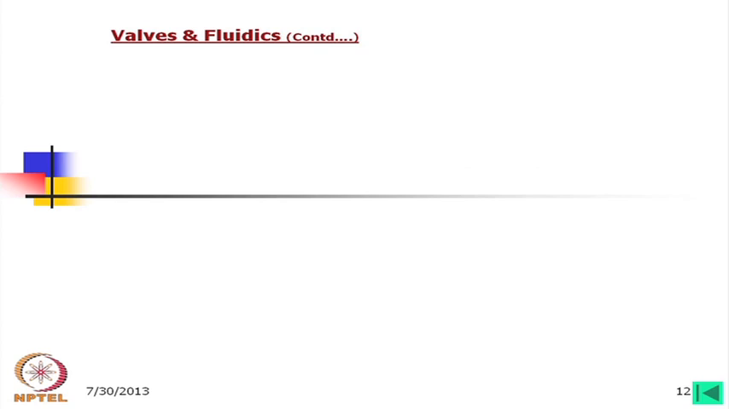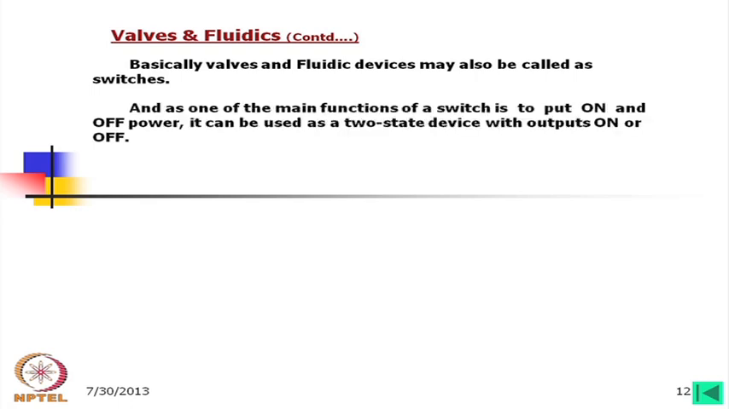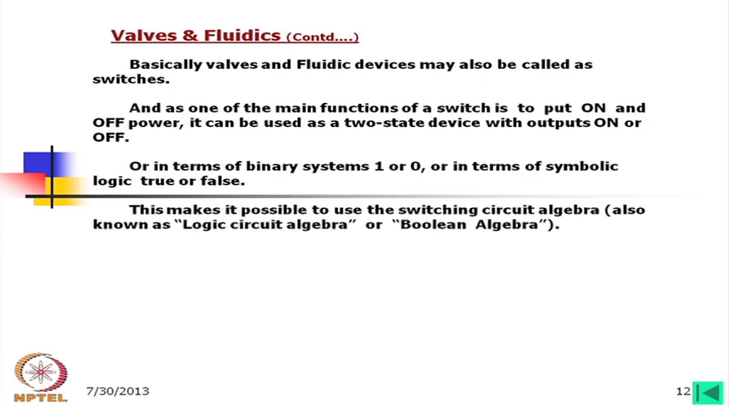Now, we continue this. Valves and fluidic devices may also be called switches, and one of the main functions of a switch is to put power on and off. It can be used as a two-state device with outputs on or off, or in terms of the binary system 1 or 0, or in terms of symbolic logic true or false. This makes it possible to use switching circuit algebra, also known as logic circuit algebra and Boolean algebra. We will learn this topic separately in a different lecture later in this course.